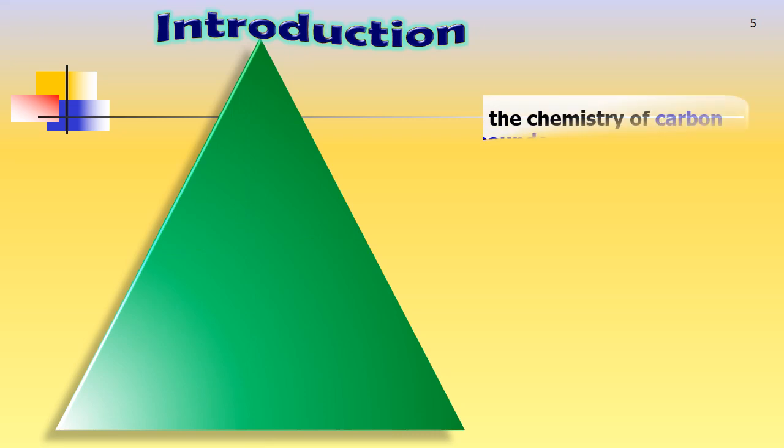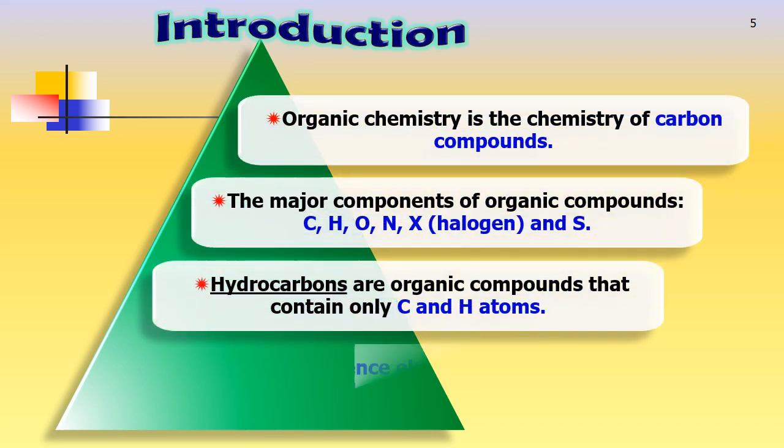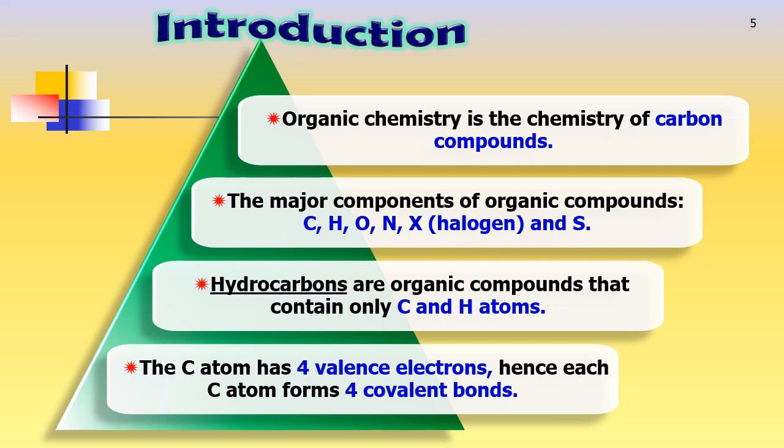To start off with this lesson, my first and foremost question: what is organic chemistry? Basically, organic chemistry is the study of carbon compounds, which extends to the understanding of organic reactions. Besides carbon, elements that are usually found in organic compounds are hydrogen, oxygen, nitrogen, halogen, and sulfur. The term hydrocarbon refers to organic compounds that contain only carbon and hydrogen atoms.